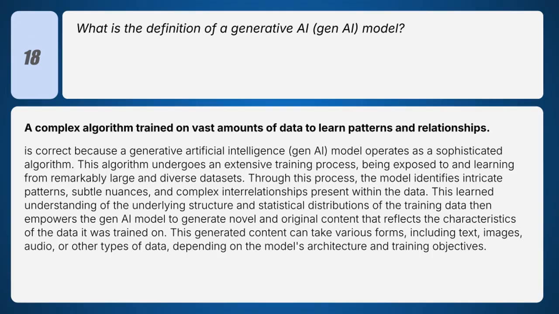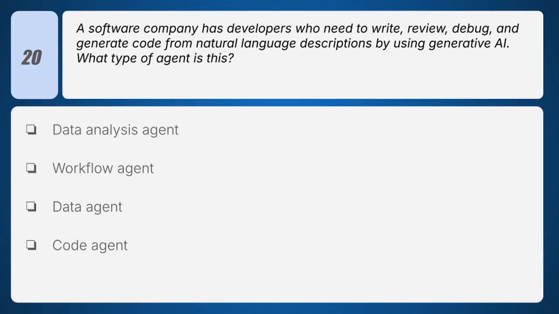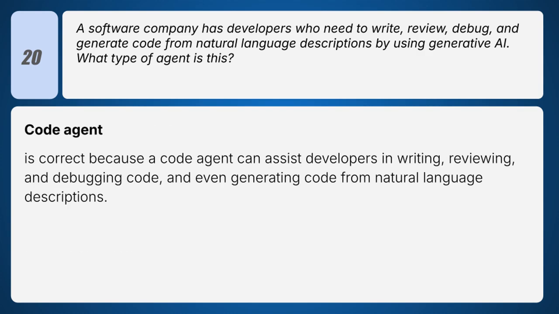architecture and training objectives. A software company has developers who need to write, review, debug, and generate code from natural language descriptions by using generative AI. What type of agent is this? A. Data analysis agent. B. Workflow agent. C. Data agent. D. Code agent. Code agent is correct because a code agent can assist developers in writing, reviewing, and debugging code, and even generating code from natural language descriptions.